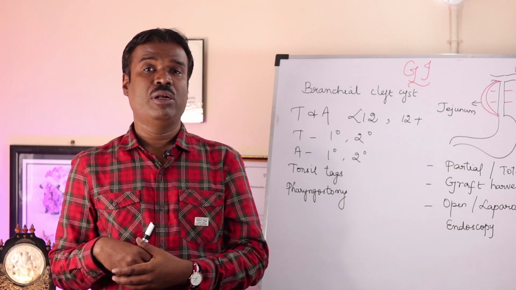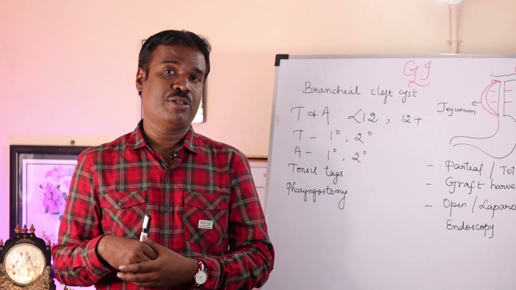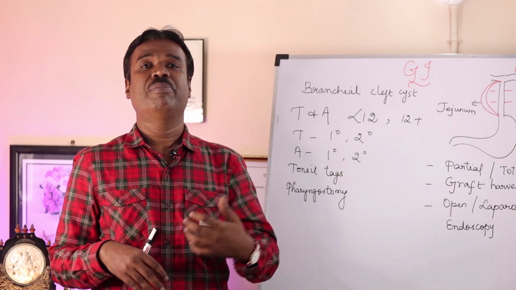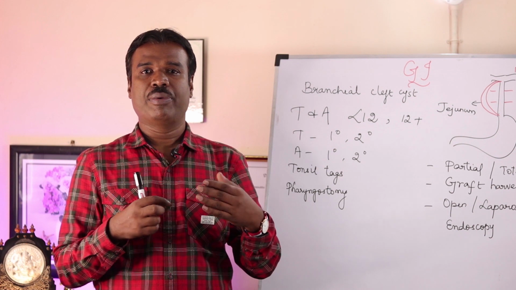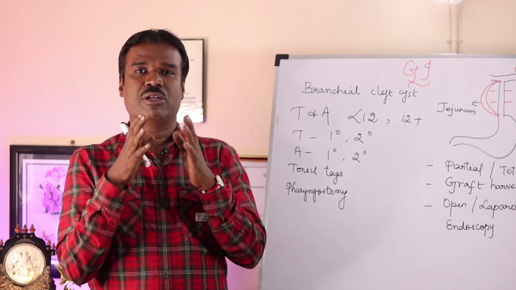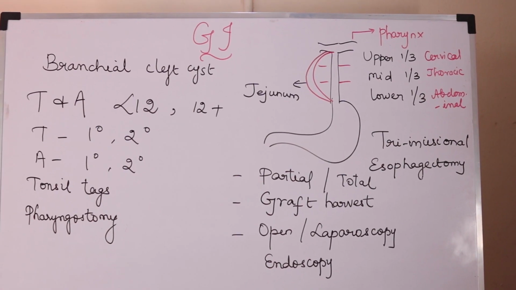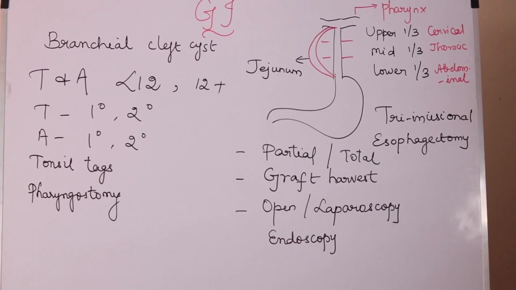We have something called a branchial cleft cyst, or pharyngeal arches. These are embryological remnants. What happens is that the embryological remnants remain patent, so the patient comes for excision of these pharyngeal cleft cysts. So we have a specific code.